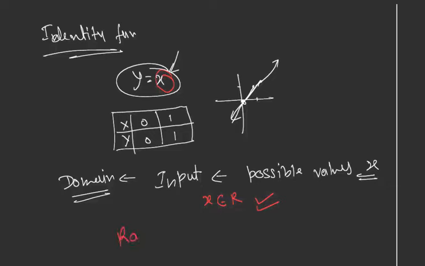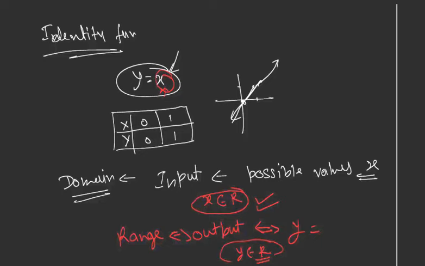Now similarly, if I ask what is the range of this function? The range is called the output, or the possible values of y. In this situation, if you give 1, you get output 1. If you give 2 as input, the output is 2. If you give 10, the output is 10. So y belongs to any real number. Why? Because you are giving input as any real number, so obviously the output will be the same. Okay, let's proceed further.